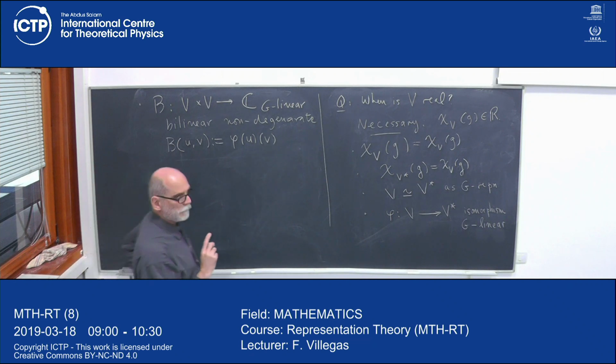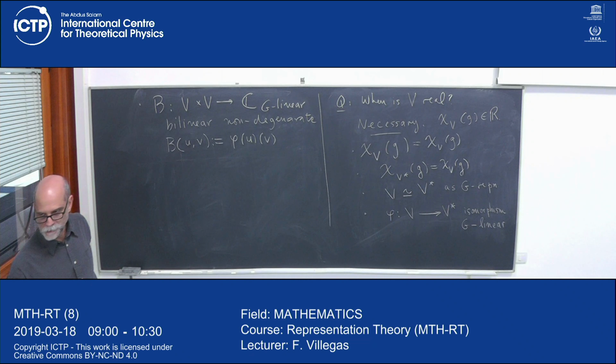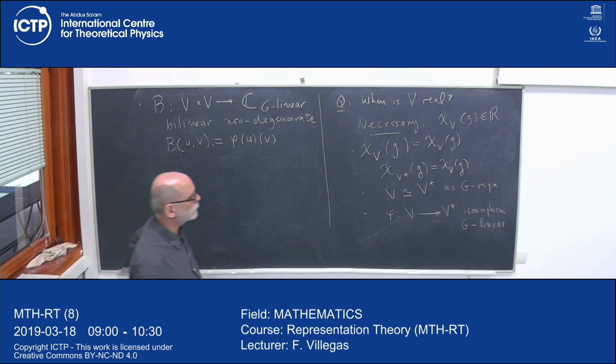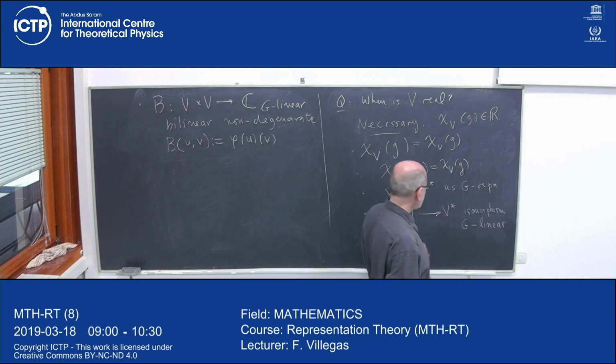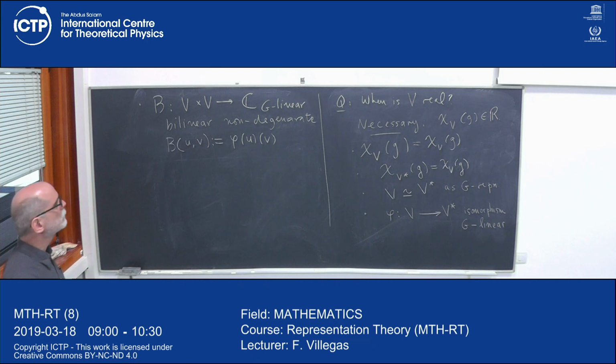Now this is a bilinear map, not necessarily a Hermitian map. Nothing here has involved how complex conjugation comes into this picture.